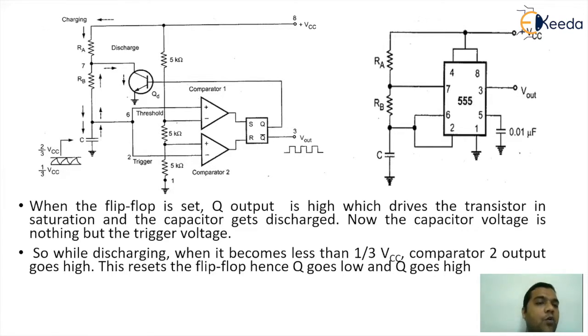So what do we conclude from the entire operation? We conclude that the capacitor is always going to charge to a level of 2 by 3 and discharge till a level of 1 by 3. So this charging and discharging action will continue, or you can say the system will oscillate. Accordingly, you will get rectangular pulses at the output pin of Q bar, that is your IC555 output pin.